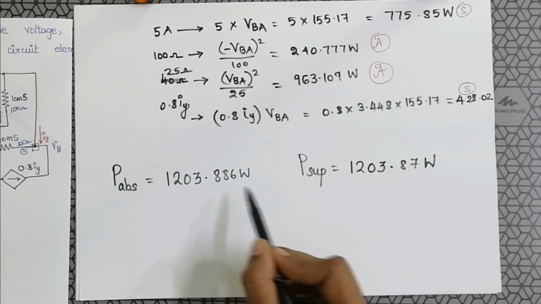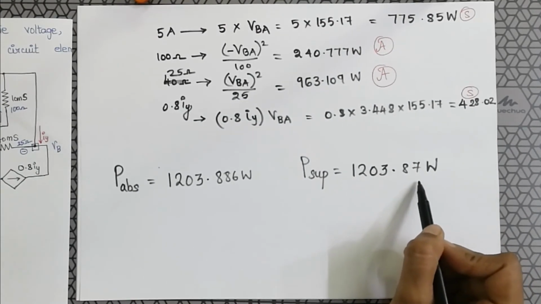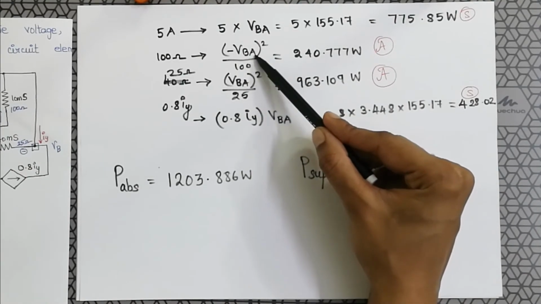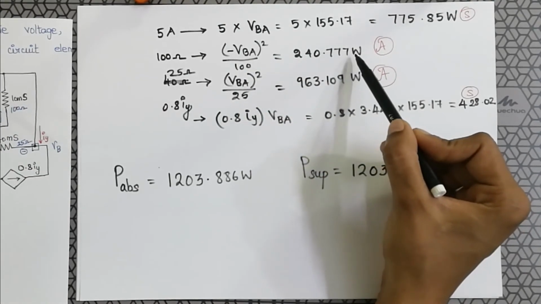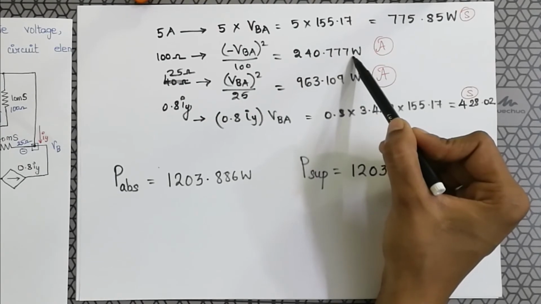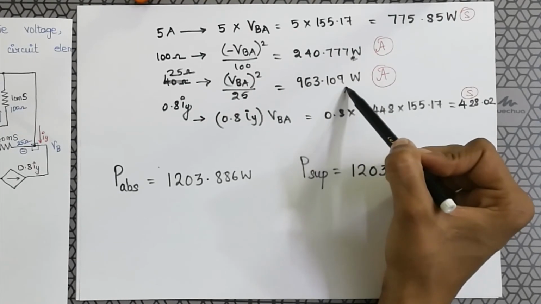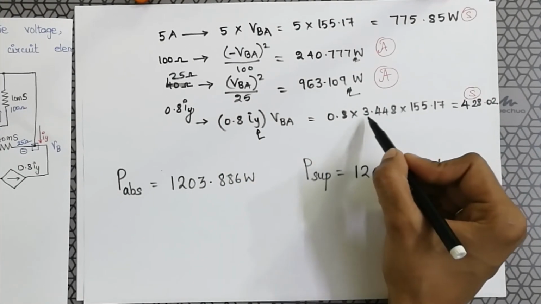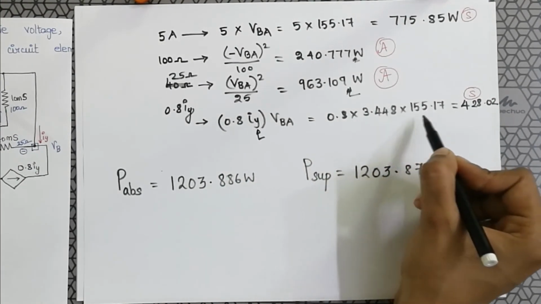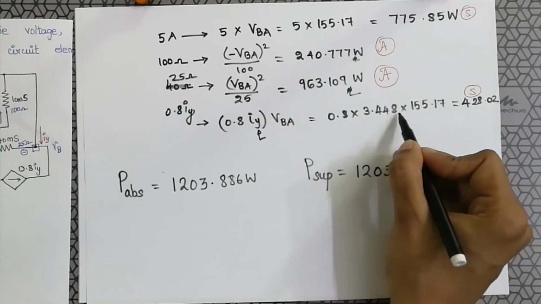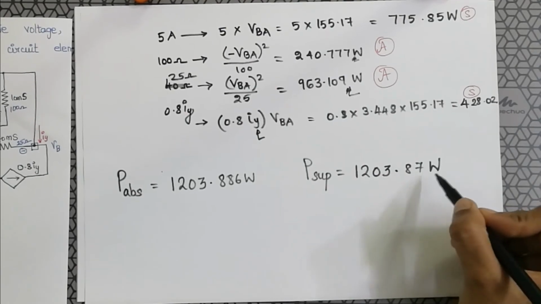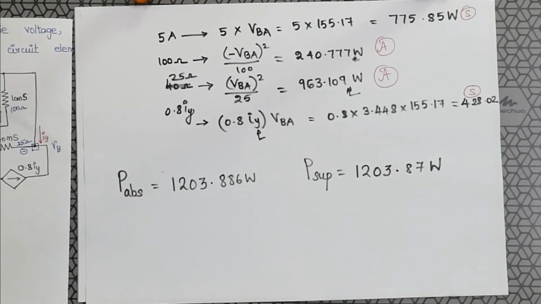The reason why we have a minute difference between these two is that while performing the calculation, we have approximated for the value of VBA, and even here we have approximated for the value of the power absorbed by this resistor and this resistor. Even in IY we have approximated the value. The value is 3.448 something, but we considered only the first 3 digits. So by considering all these approximations, we have a minute difference between the power supplied and the power absorbed.